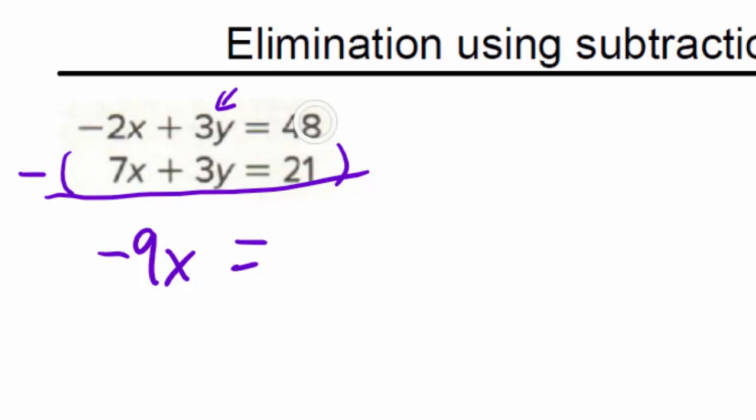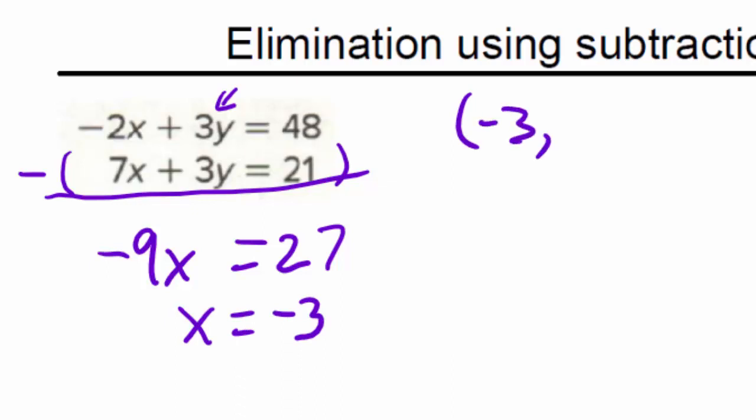Bring down your equal sign. And then don't forget to subtract on this side. So 48 minus 21, and that's going to give us 27. Divide both sides by negative 9. X ends up equaling a negative 3. So half the answer is negative 3.